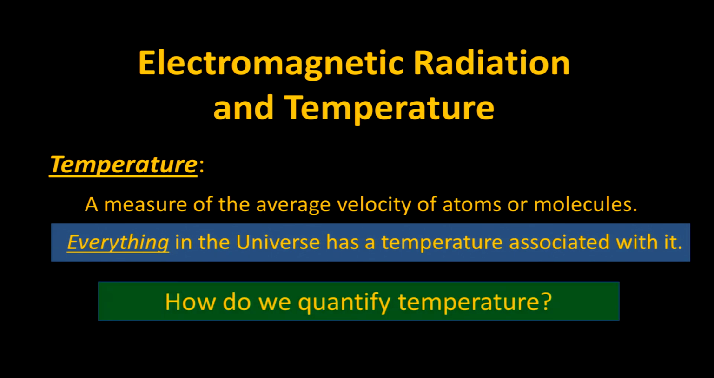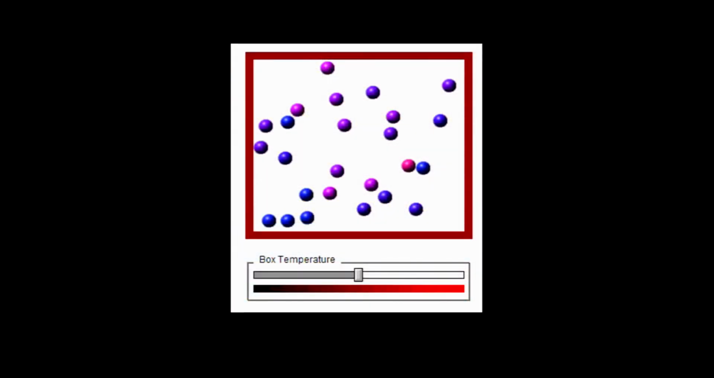So the idea is, how do we actually quantify temperature? How do we attach a number to the concept of temperature? So what I'm going to do is start off with a brief video that will give you the idea of what we mean when we define temperature as the movement of atoms or molecules that make up a particular substance.